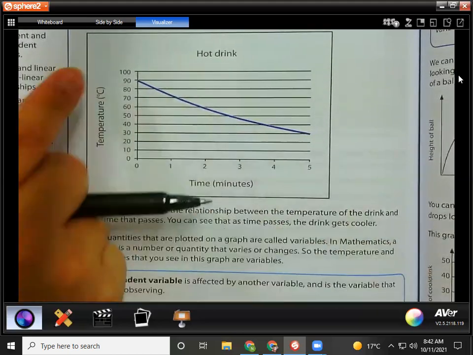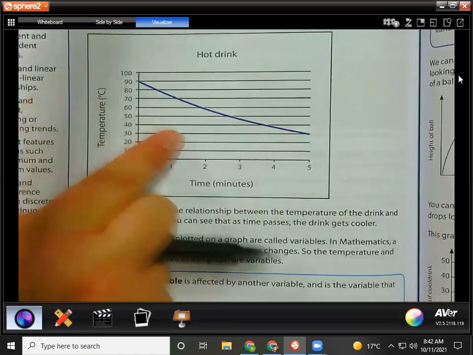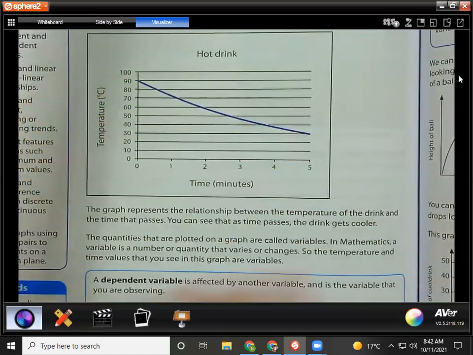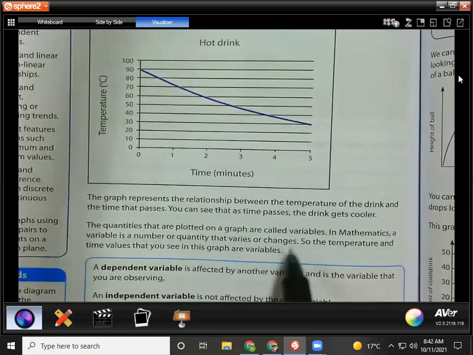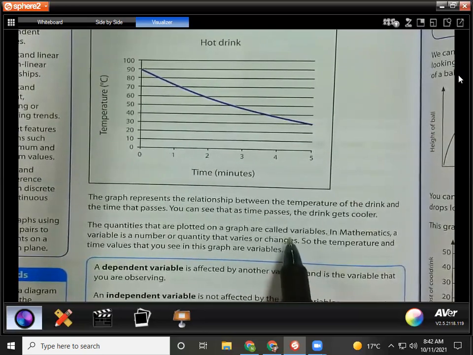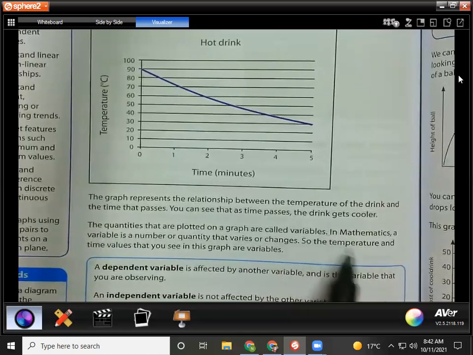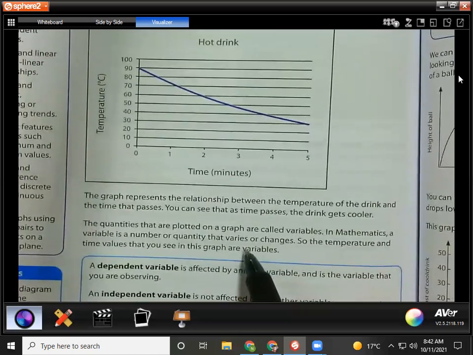Right, so time is passing, and as that is happening, the temperature of the drink is decreasing, right? It's going down. Okay. The quantities that are plotted on a graph are called variables. You must have worked with this in, is it physics, bio, both? Okay, all right. In mathematics, a variable is a number or quantity that varies or changes.